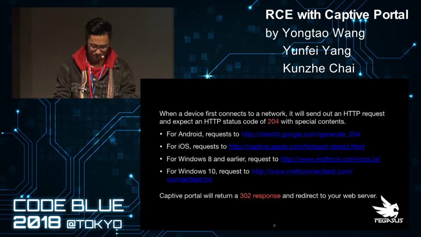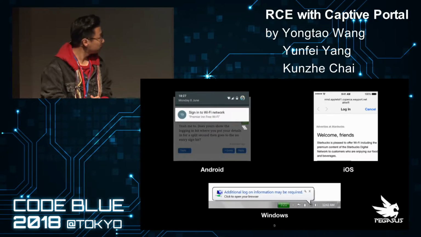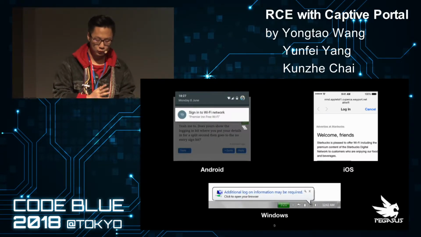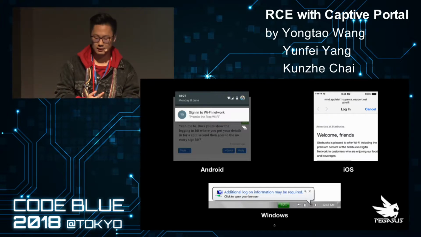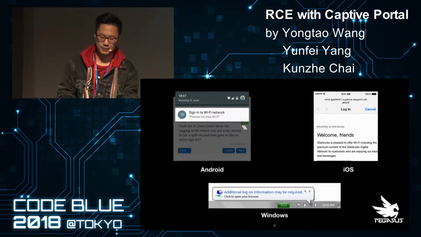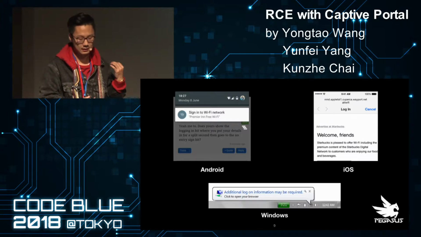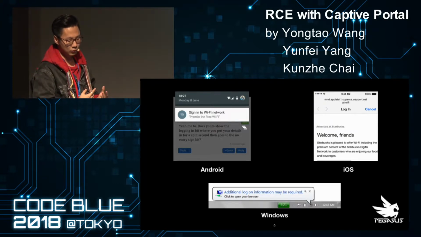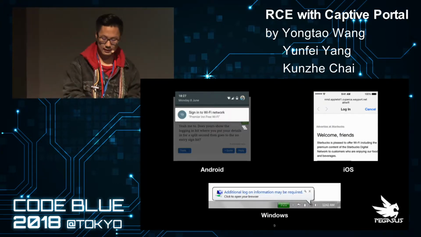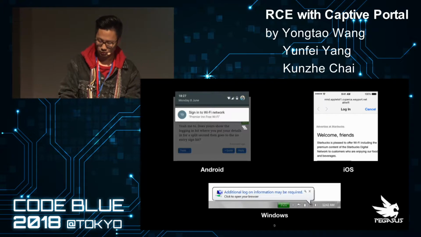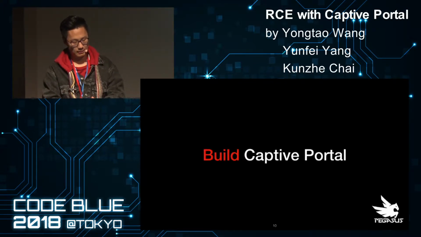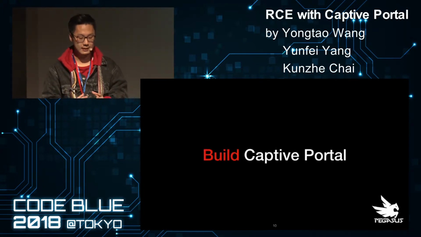If you do that in your Wi-Fi network, the various clients will pop up the login windows like these three pictures, which belong to Android, iOS, and Windows. So the next part is making a Wi-Fi with a captive portal.